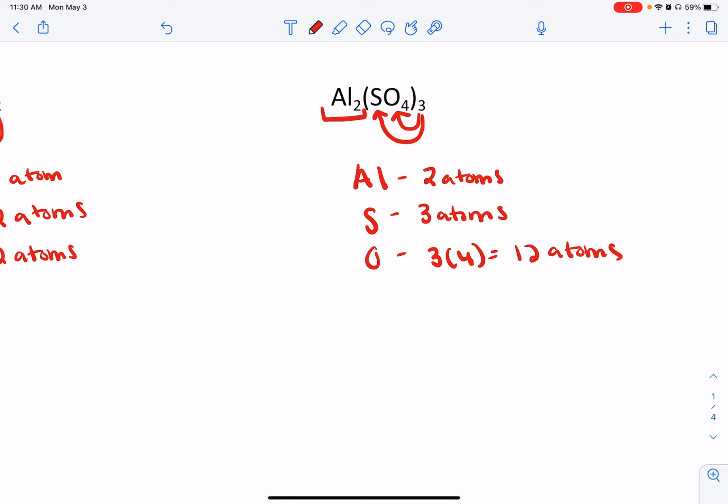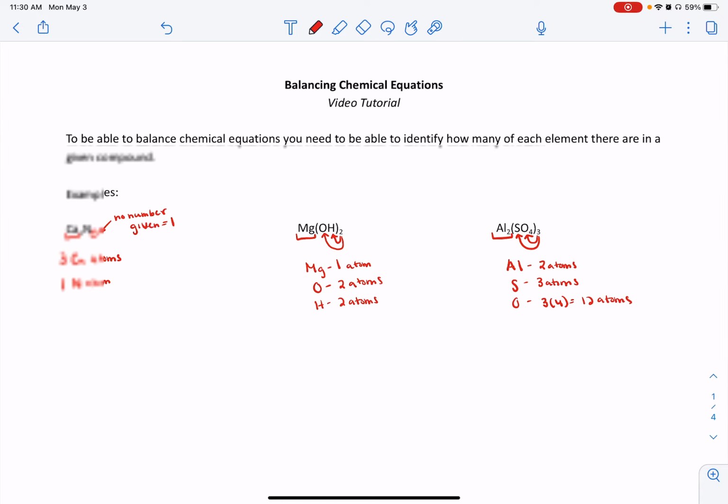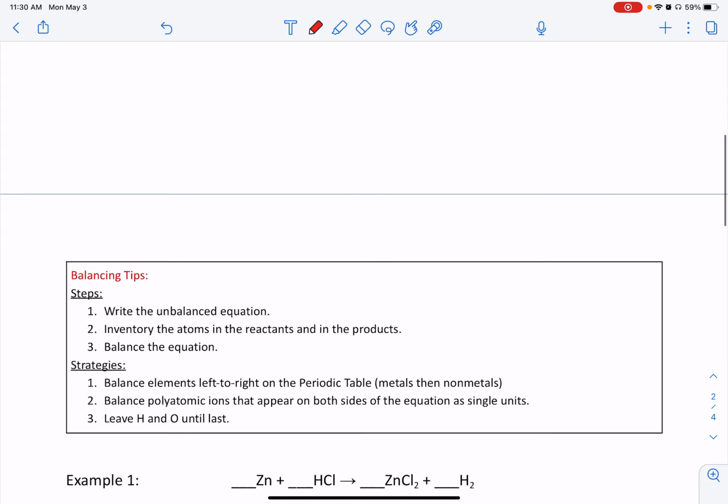Okay? So we're always looking at those numbers, that subscript on the bottom right of our elements, and always remembering to distribute any numbers outside of the parentheses. Okay? All right, now that we have a pretty good grasp on that, let's look at balancing some equations.